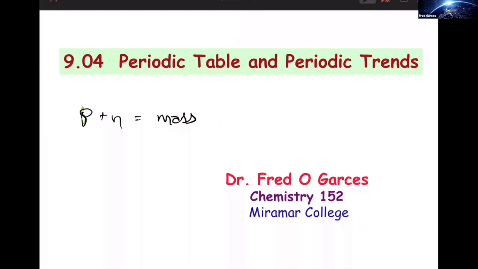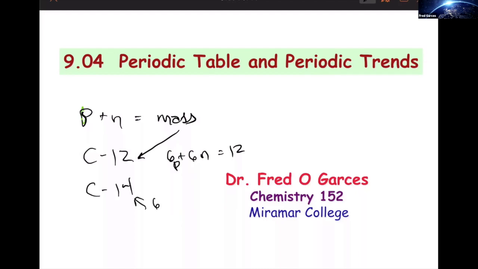If you look at carbon, it's got 6 protons. If you look at carbon 12, that's why it's called carbon 12 versus carbon 14. That's the mass right there. 6 protons plus 6 neutrons equals 12. This one has 6 protons plus 8 neutrons.